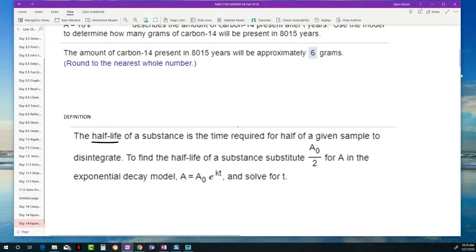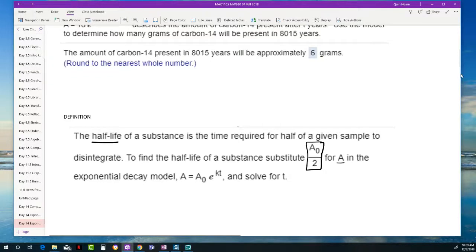So, but in general, to find the half-life, you substitute the starting value divided by 2, right? If the starting value is 2 million, you substitute in 1 million for A. If the starting value is 2, you substitute 2 divided by 2 is 1 for A.